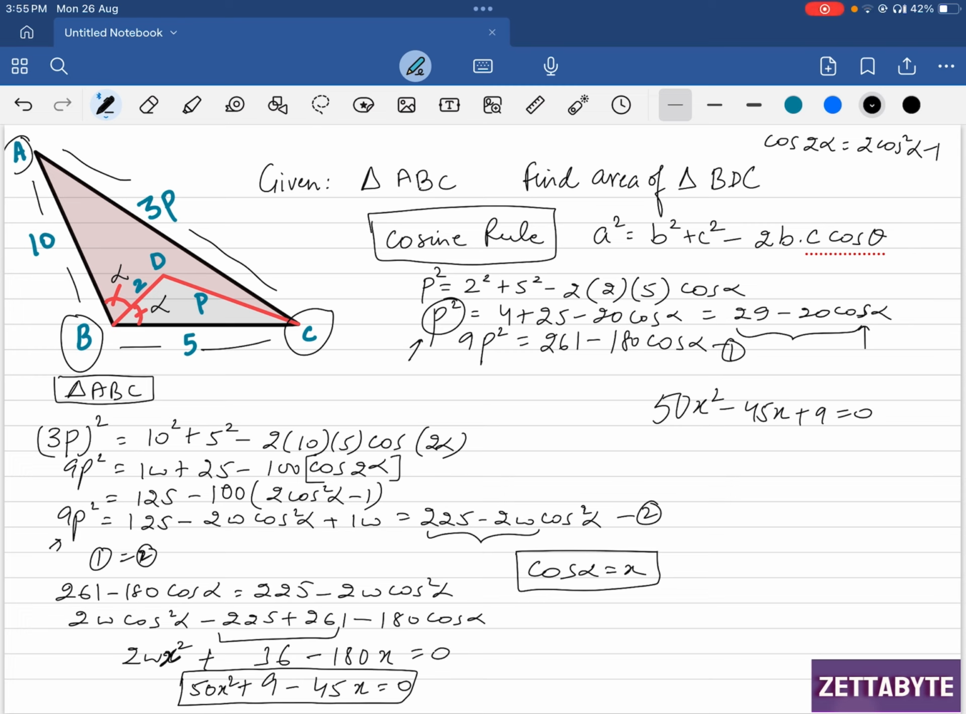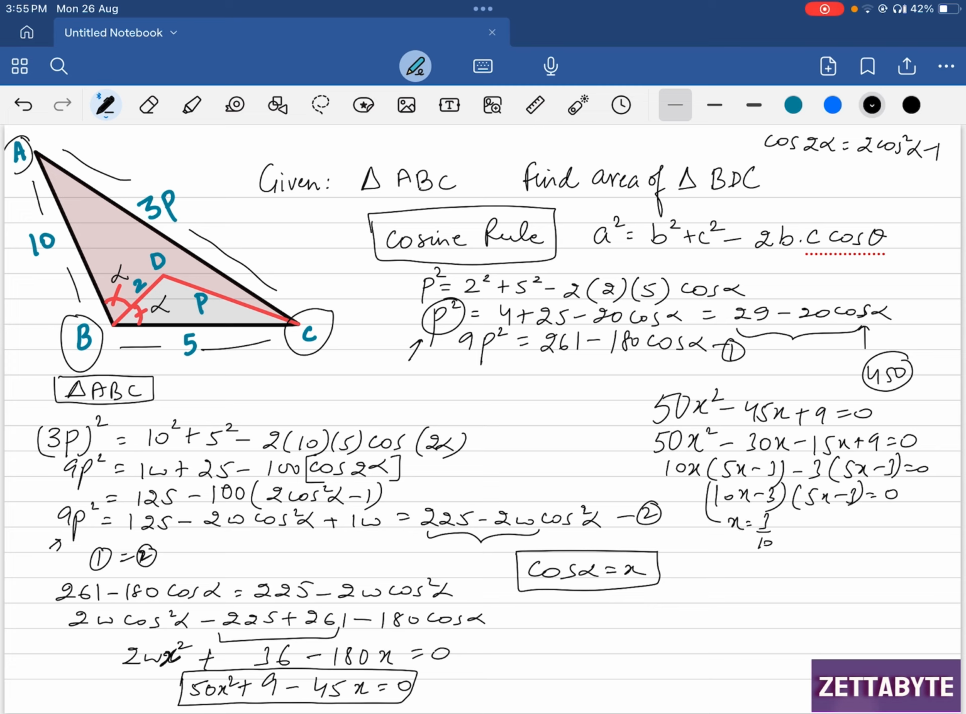9 times 50 is 450. We need two numbers that multiply to 450 and add up to minus 45. So 30 times 15 is 450. So I can write down 50x square minus 30x minus 15x plus 9 is equal to 0. Quickly factorize: 10x common, we've got 5x minus 3, and then minus 3 common, we have 5x minus 3. 10x minus 3 and 5x minus 3 are the two factors. x is equal to 3 over 10 or x is equal to 3 over 5.